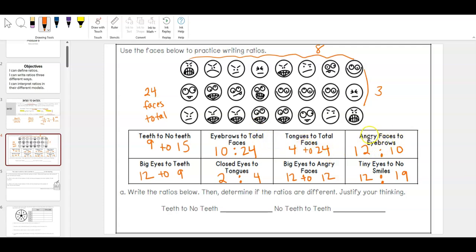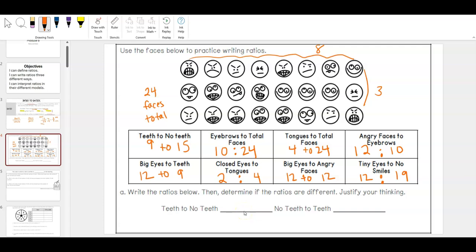Angry faces can be subjective. I kind of counted anything that wasn't a purely happy face. But anyway, if yours are a little different than mine, it's okay. The key is, though, whatever comes first has to be written first. So if you got 12 for big eyes, that has to go first. If closed eyes was 2 and tongues is 4, it must be 2 to 4. It can't be 4 to 2 because look at this one down here.